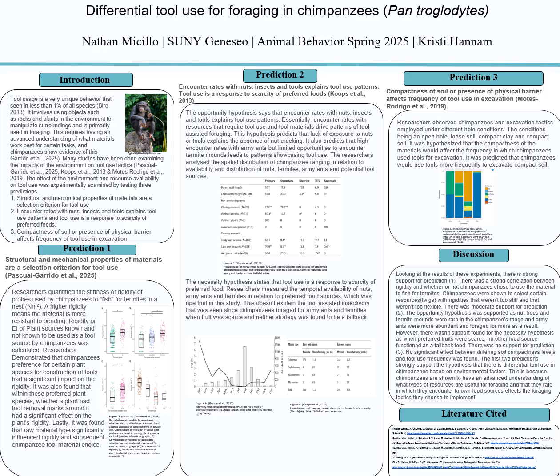Moving on to prediction 2. This involves two hypotheses. The first one being the opportunity hypothesis, which is that encounter rates with nuts, insects, and tools explain the tool use pattern. So whichever sources they come by more often are going to be the more prevalent ones used or eaten, depending on if you're looking at the source or the food.